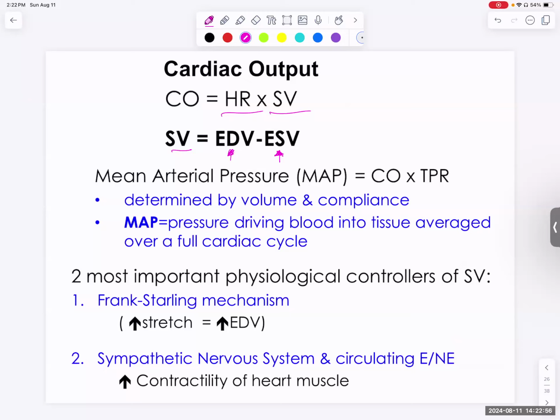And now we're going to kind of bring in mean arterial pressure. But what I'm going to do is I'm going to save this because I think this is so much that we're going to make a part 3 of chapter 13. So stay tuned.